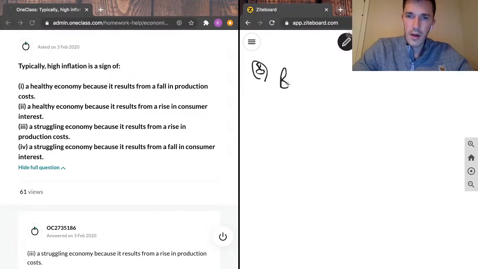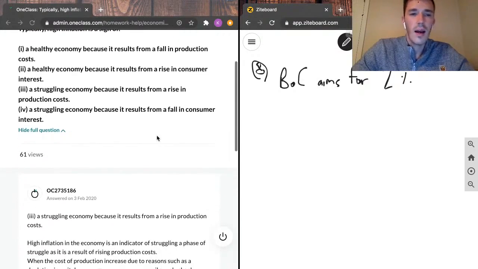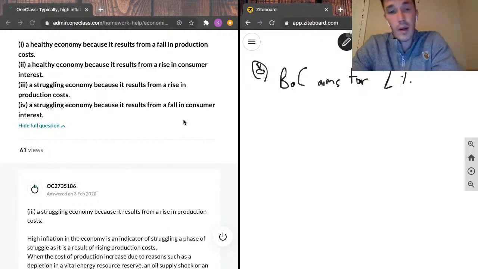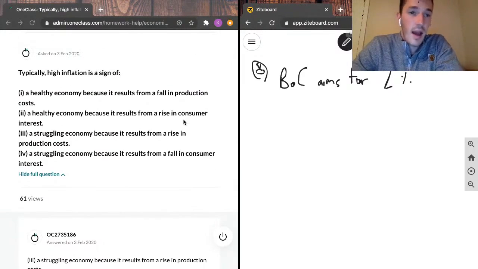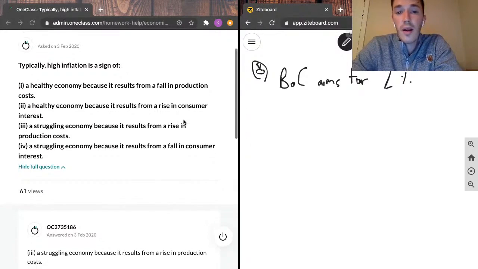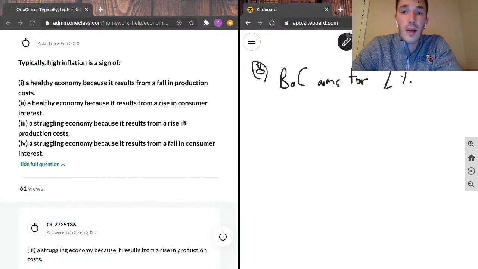Before I even start here, you should know that the Bank of Canada always aims for 2% inflation. And they are remarkably good at it. Inflation almost always stays around 2% normally year over year. So the correct answer here, and what our junior tutor has written, is that typically high inflation is a sign of a struggling economy because it results from a rise in production costs.